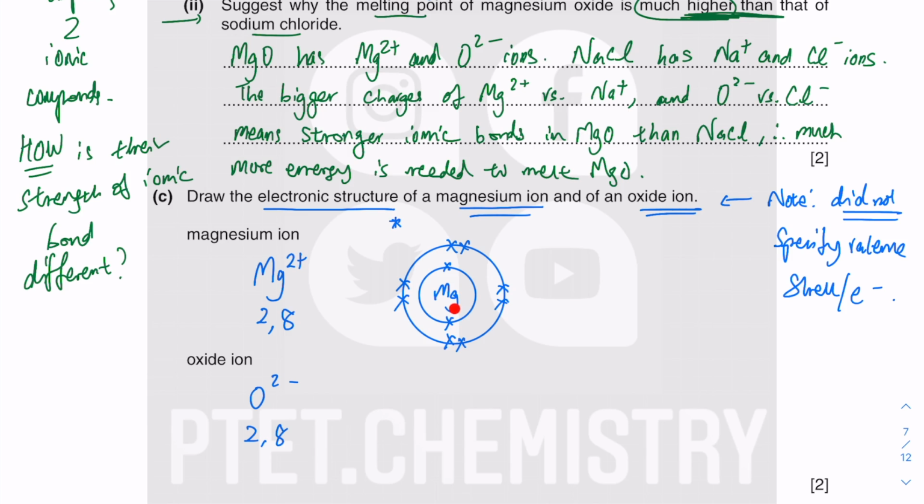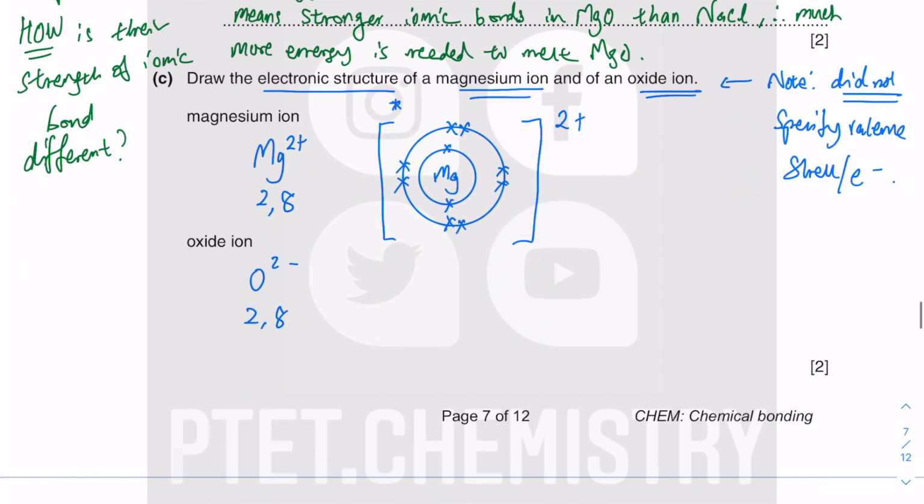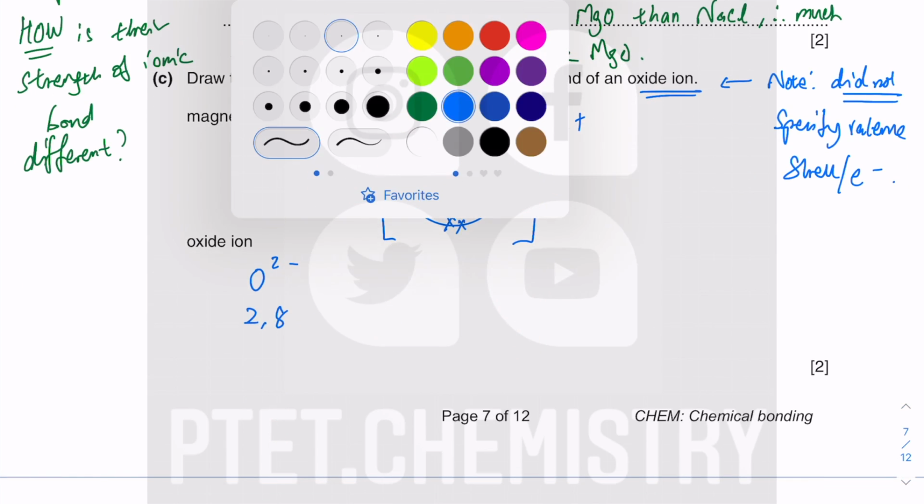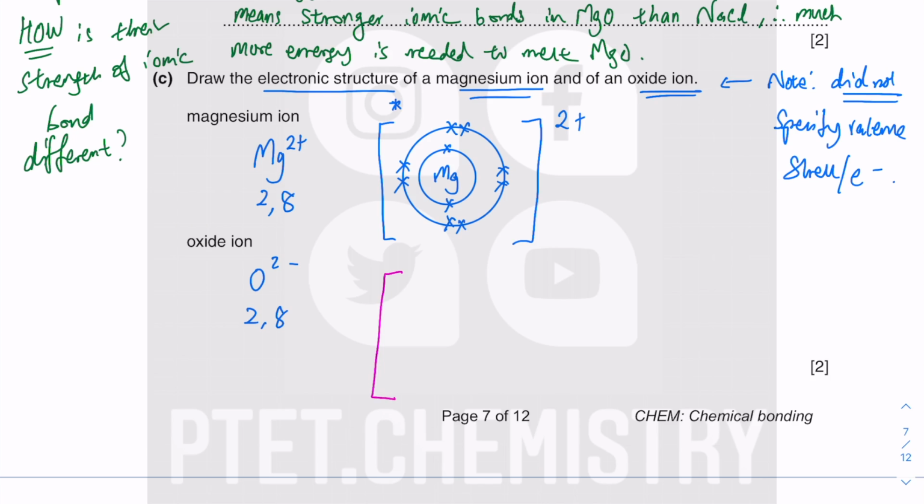So the magnesium has lost 2 electrons, so it's no longer a magnesium atom. Make sure that you put a 2+ to represent it as an ion. When you lose the 2 outer shell electrons in the third shell, now your outermost shell is just the second shell. I'll try to use a different color ink to see the difference here.